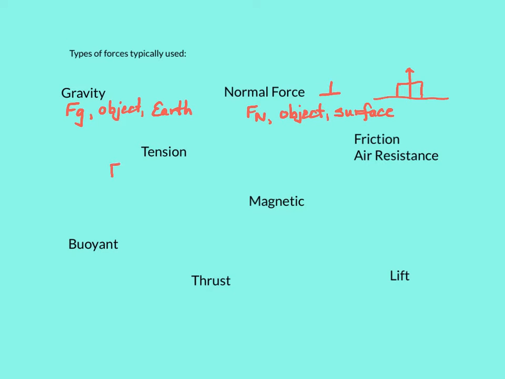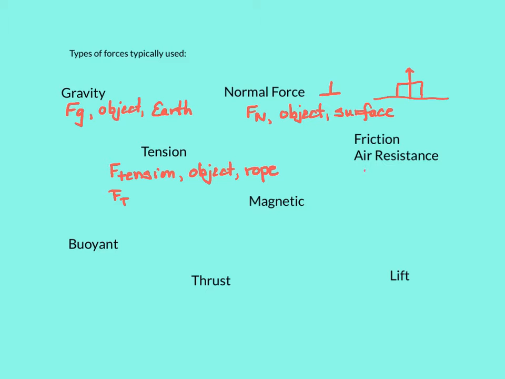Force of tension, okay, or just Ft, is going to be on the object through, say, a rope or a string or a chain. So this is when you're hanging something by a rope or something. We call that force a force of tension.